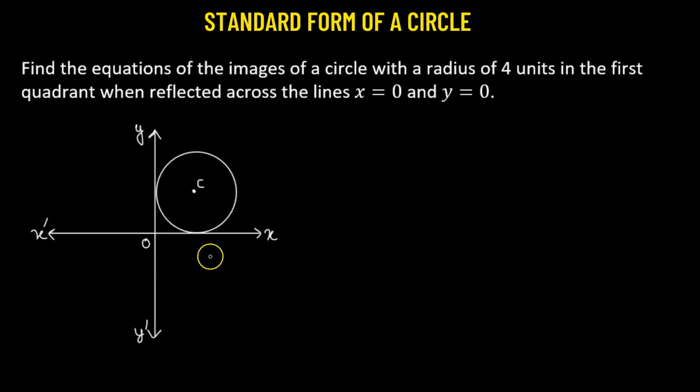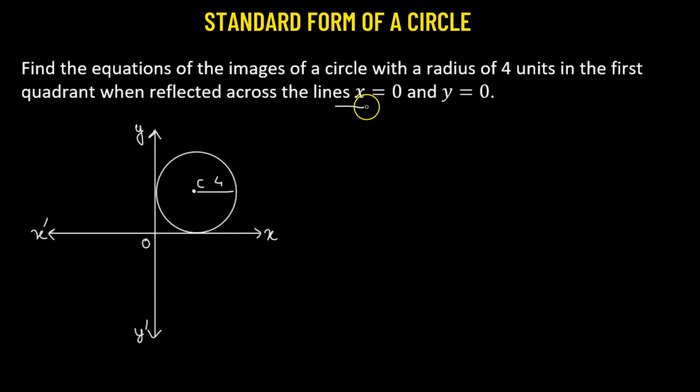So we have a Cartesian plane with the x and the y axis, and we have a circle with center C, and it is touching both the two axes. You can say it is tangent to both the x-axis and the y-axis. The circle has a radius of 4 units. Now our goal will be to determine the equation of not this circle but a circle which is reflected across the line x equals 0 and y equals 0.